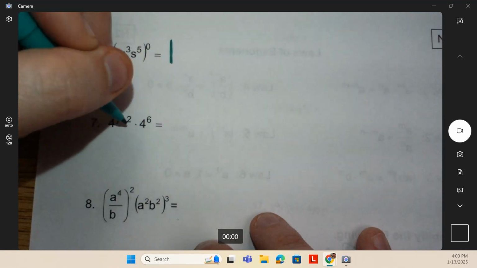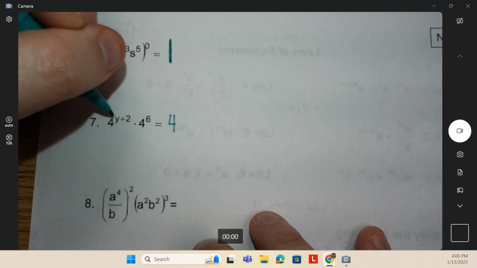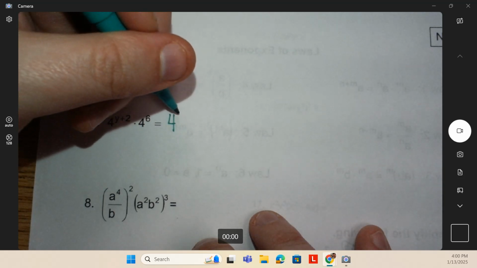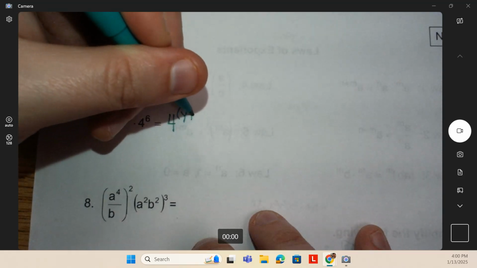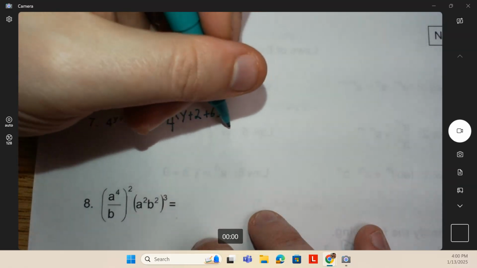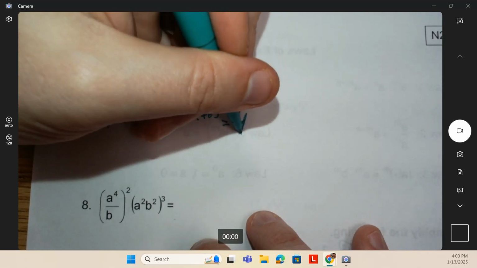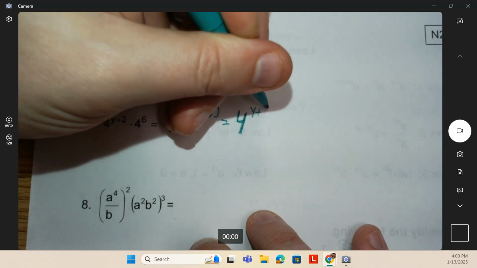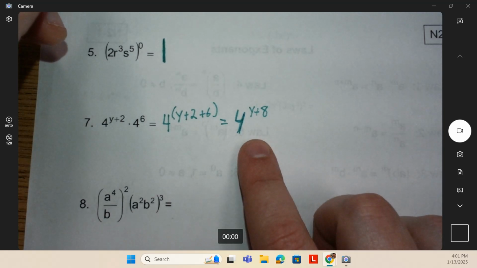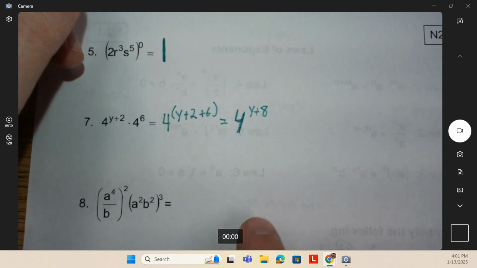So what's going to happen is, as my rule states, since I'm multiplying, those exponents are going to move down a level and add. So I'm doing 4 to the y plus 2 plus 6 power, which simplifies down to just be 4 to the y plus 8. And so then that is as simplified as we can go. And if you get a value for y, then you're able to solve. Otherwise, your answer would just look like that.